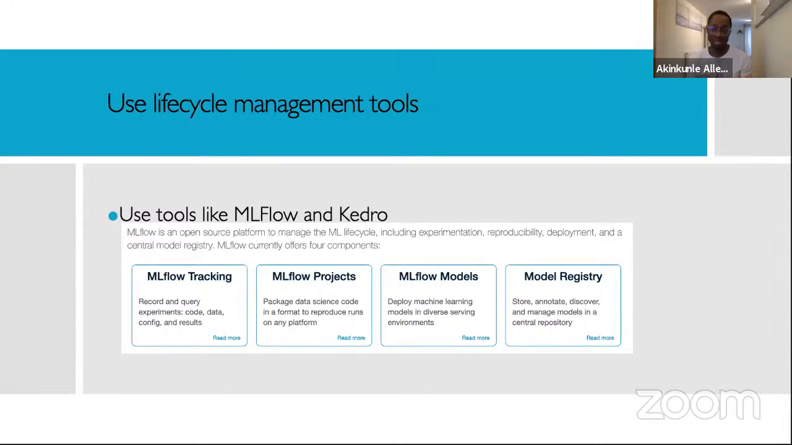So MLflow is the one I use. It has 4 components. It helps you to track your experiments, for example, if you're trying to do gradient descent or whichever optimization algorithm you're using, it helps you to keep track of the parameters you're using. You could use that to save it, and then you can come back and query that, oh, this parameter gave me these results.